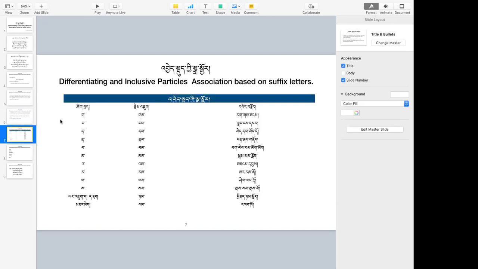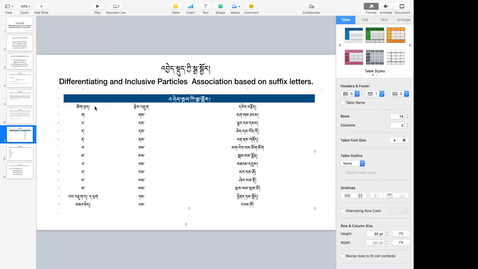Now if we look at the table, in one column we have all the post-suffix letters and words without any suffix letter. In the second column we have the particles which associate with each of these cases. And finally, we have some examples. So the first one, sikte, which means particles, jinju, suffix letter, is here.